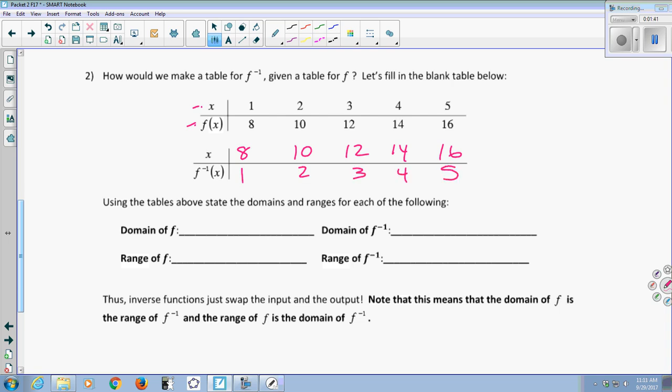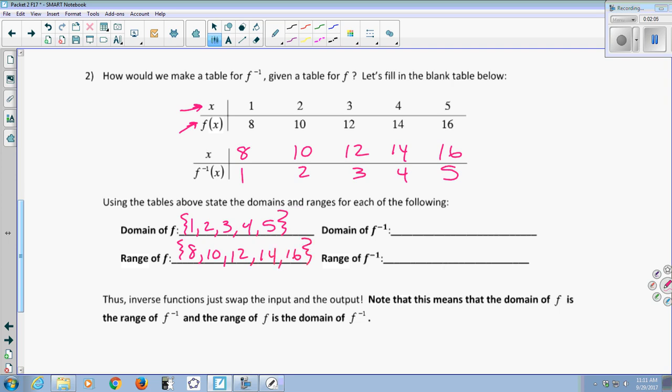So using the tables, I want to state the domain and ranges for each. Okay, so the domain of f here is the set of all inputs. So it would be 1, 2, 3, 4, and 5. Okay, and the range of f would be the set of all outputs, or y values, which would be 8, 10, 12, 14, and 16.